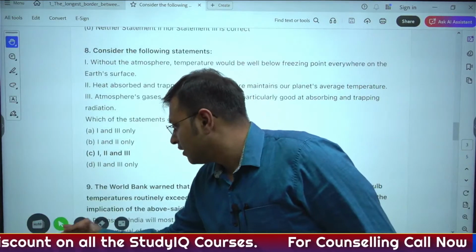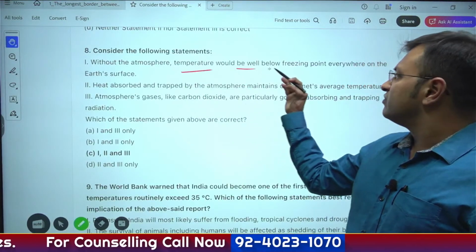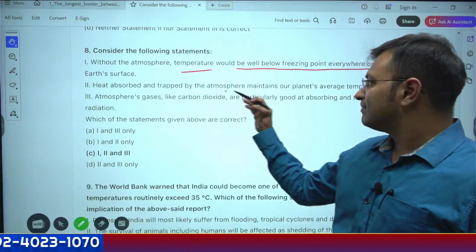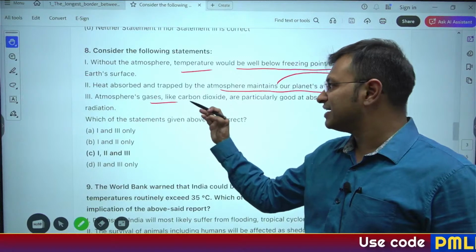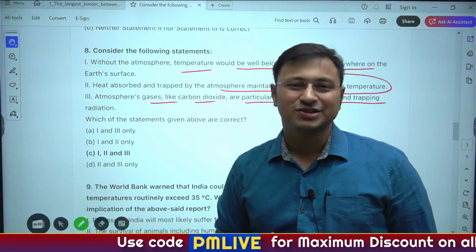See, consider the following statements. Without atmosphere, temperature would be well below freezing point everywhere on the Earth's surface. Heat absorbed and trapped by the atmosphere maintains our Earth's average temperature. Atmospheric gases like CO2 are particularly good at absorbing and trapping the radiation.